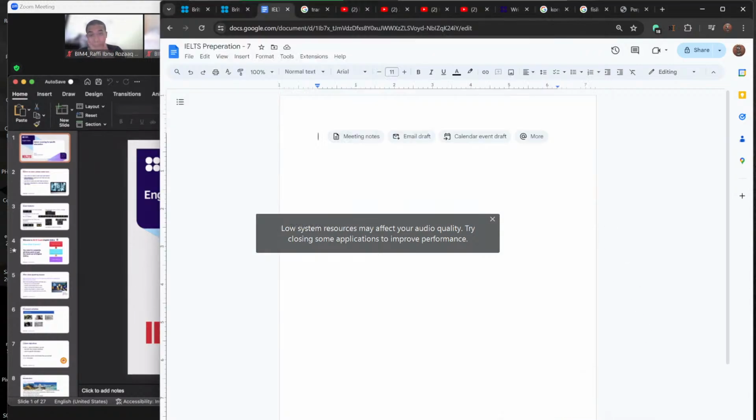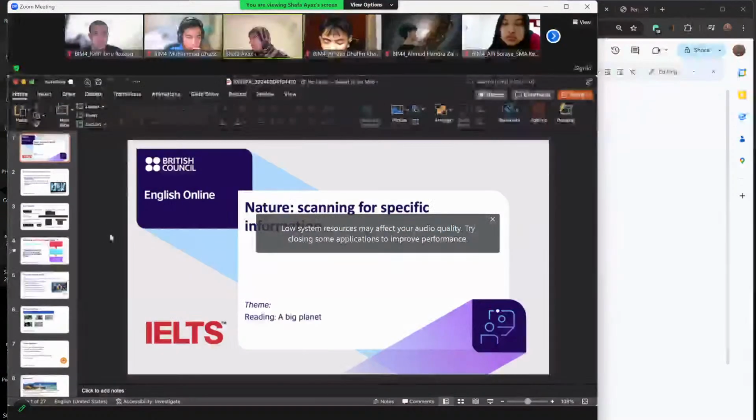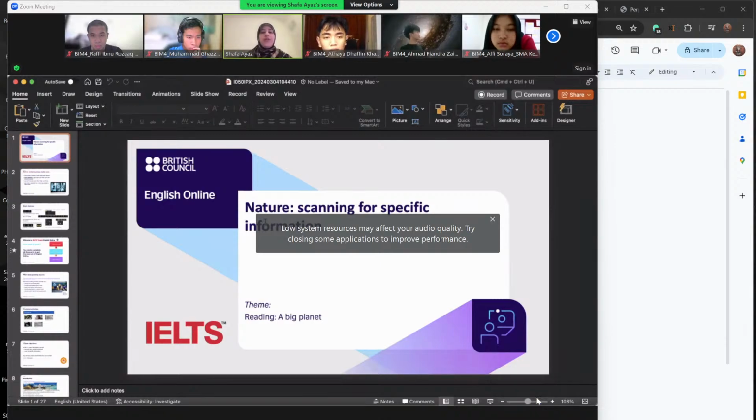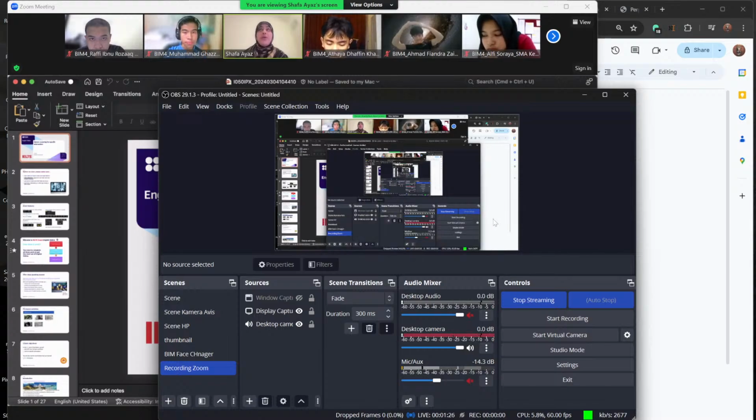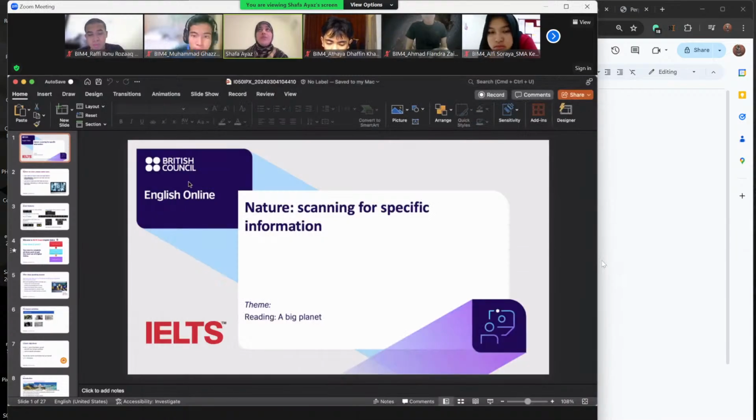So today's lesson is reading. This is going to be your topic, which is nature, or scanning for specific information. So we'll be looking at some reading for IELTS today. Obviously, when we're reading, we'll be looking at two different reading styles. One is skimming and scanning. I hope everybody remembers what that is.